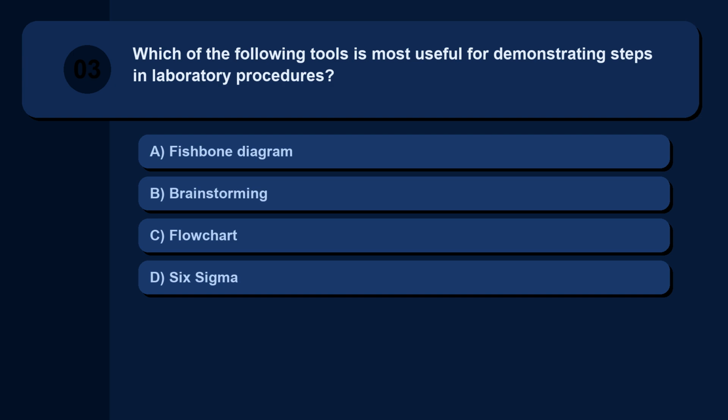Question 3. Which of the following tools is most useful for demonstrating steps in laboratory procedures? Fishbone diagram, brainstorming, flowchart, Six Sigma. A flowchart is a visual tool that outlines a step-by-step process, showing sequences of actions and decision points, making it ideal for demonstrating complex laboratory procedures like blood draws.